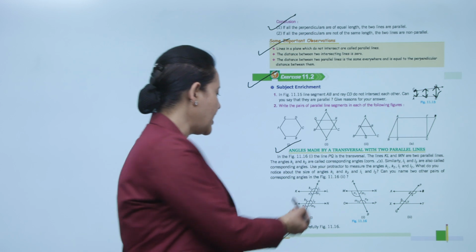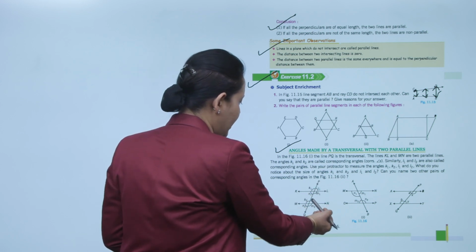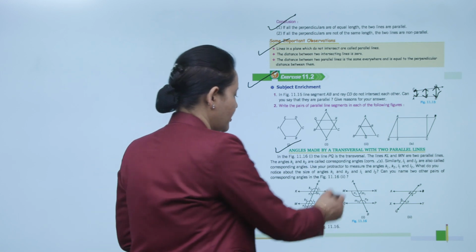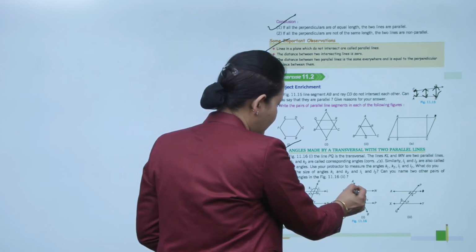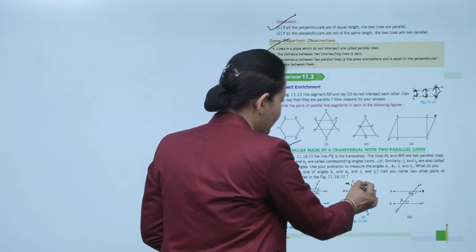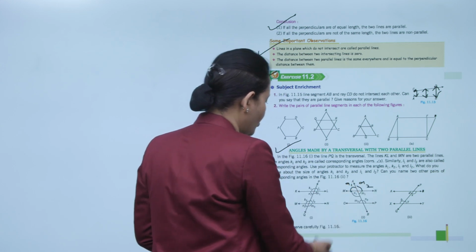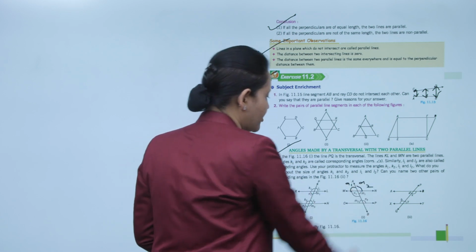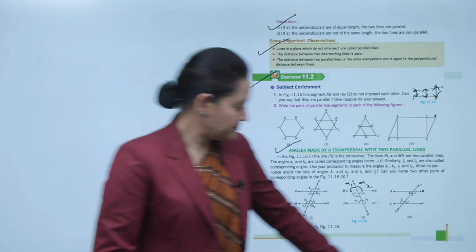So here, K1 and K2, L1 and L2, these are corresponding angles. Here, if we take angle A1 and A2, so A1 and M2, they are corresponding. A2 and N2, they are corresponding.